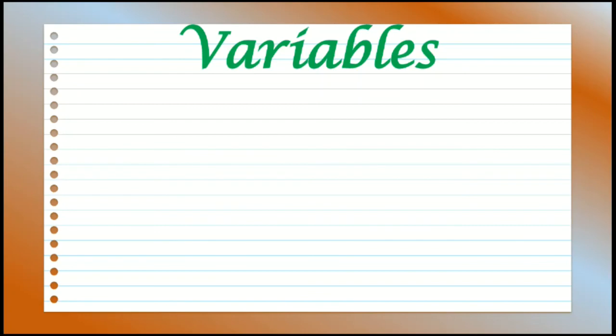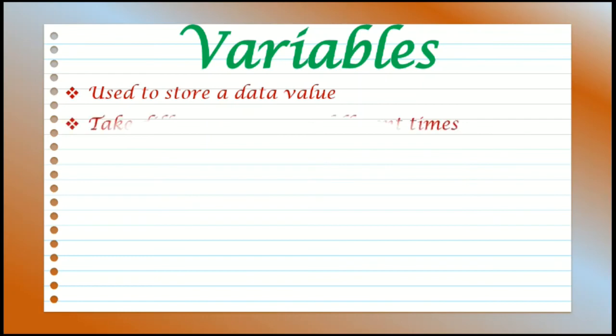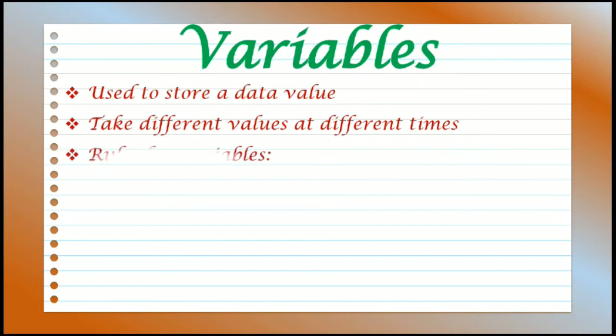Next, we will study what are variables. A variable is a data name that may be used to store a data value. Unlike constants that remain unchanged during the execution of a program, a variable may take different values at different times during execution. So there are some rules to follow while creating the variables.